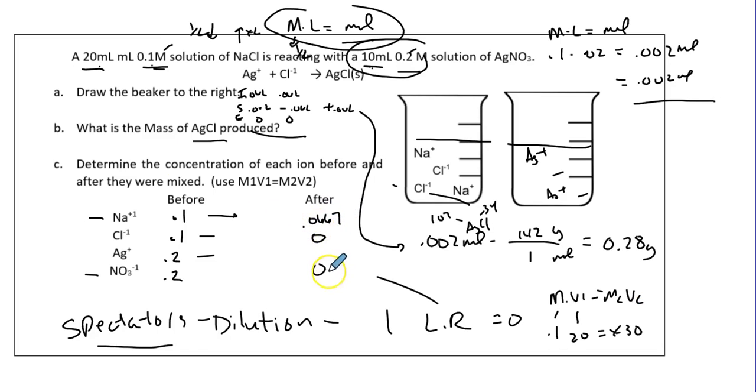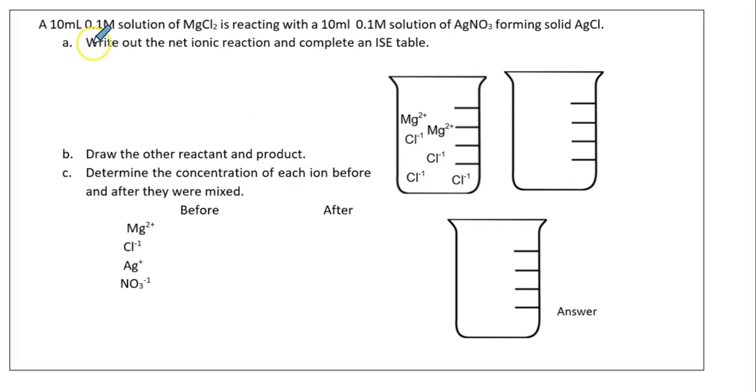0.0667. And then this guy as well, do the other one, 0.2, and it would be 10 milliliters, and then X, and then 30, would be 0.0667 as well. Alright, moving along. Next one. 10 milliliters of magnesium chloride is mixed with 10 milliliters of 0.1 molar silver nitrate. So 10 milliliters, 0.1. Alright, 10 milliliters, 0.1. Appears with the same concentration. Write out a net ionic reaction and an ICE table.